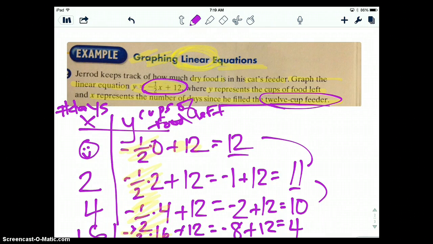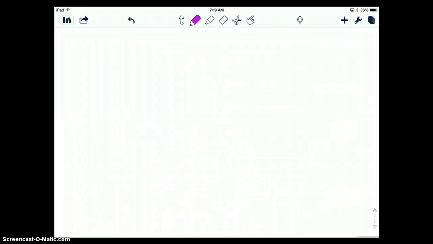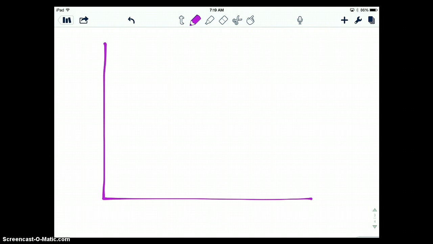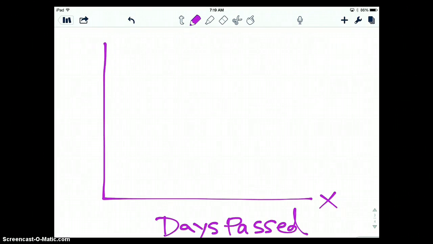So let's go ahead and graph the ordered pairs. And it's supposed to be linear. So I'm going to go ahead and make a Cartesian plane. And really all I need is the first quadrant. So in the Cartesian plane, all I need is this, because that's the only one that makes sense. We have positive x values and positive y values. So I'm going to go ahead and draw this out. And this is going to be x, and x represents the days that have passed. And then the y-axis represents the cups of food.